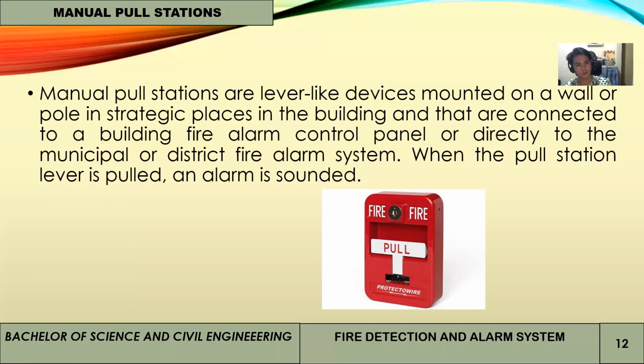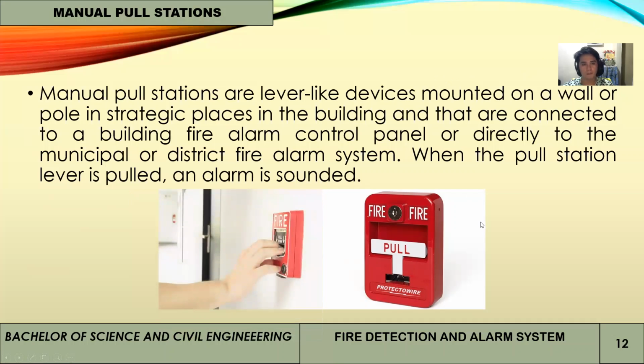Next is the manual pull station. Manual pull stations are lever-like devices mounted on a pole in strategic places in a building that are connected to a building fire alarm control panel or directly to the municipal or district fire alarm system. When the pull station lever is pulled, an alarm is sounded.